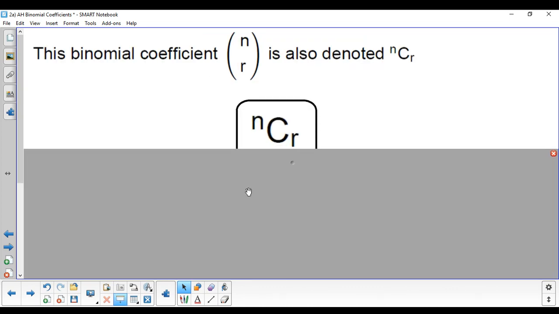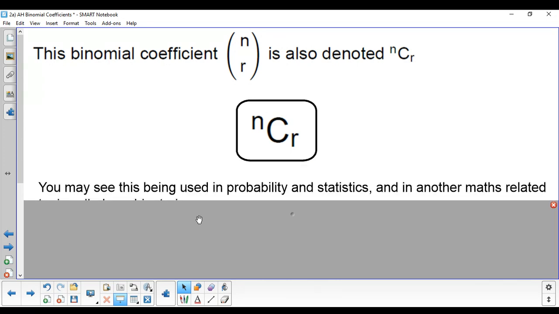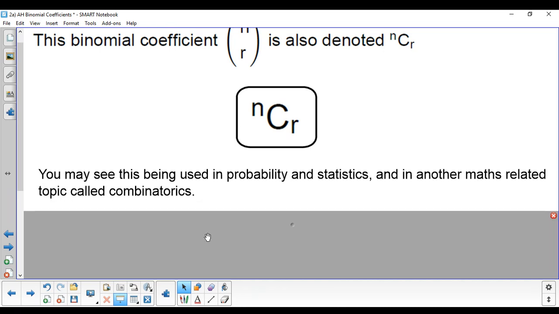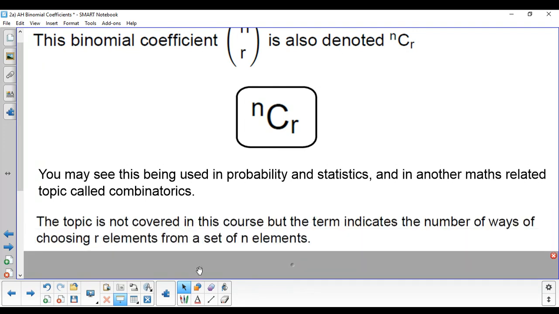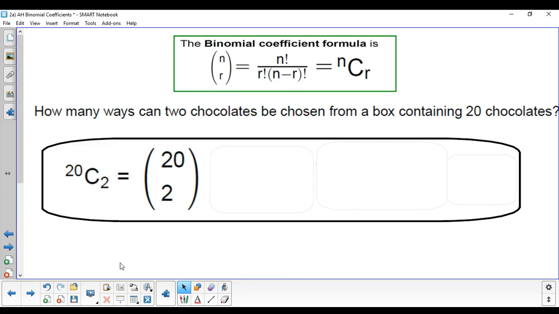If you see anything with combinations, it's the exact same process. So we use this in probability and statistics and in another math-related topic called combinatorics. The topic is not covered in this course, but the term indicates the number of ways you can choose r out of a total of n, okay? So if you were asked how many ways you could get 2 chocolates out of a box containing 20, you'd see it like that. But it's exactly the same as that.